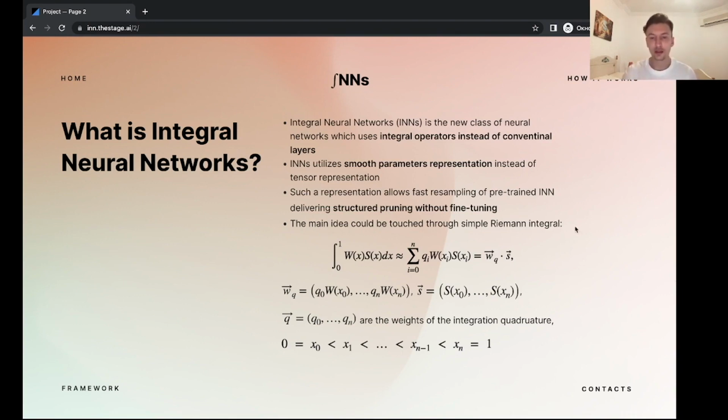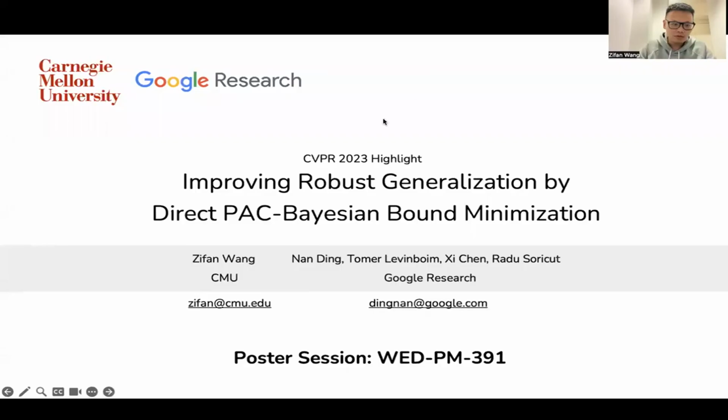The main idea can be understood through the simple Riemann integral. Here we integrate the product of two functions. We can write it as follows using some integration quadrature, doing numerical integration, and write this as the dot product of two vectors. We can see that we can change the number of integration points and obtain different sizes of vectors.